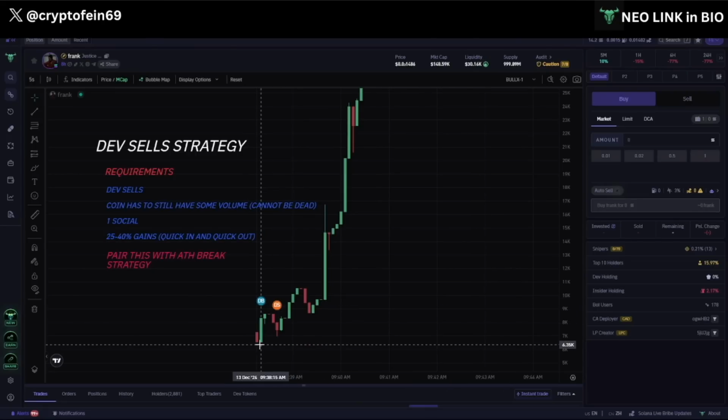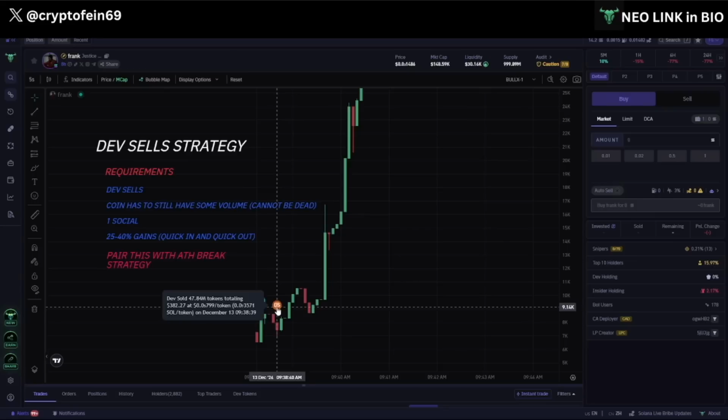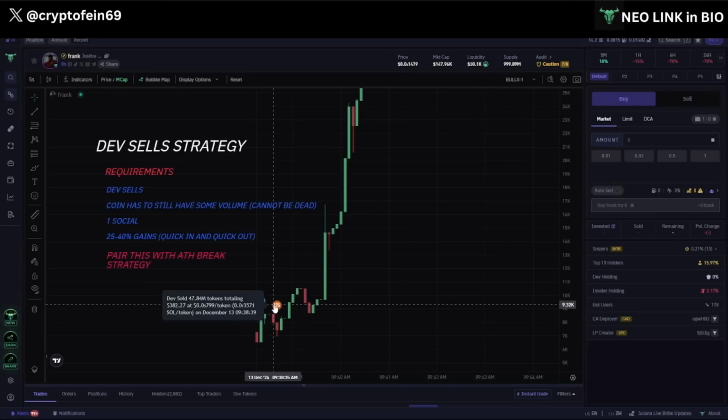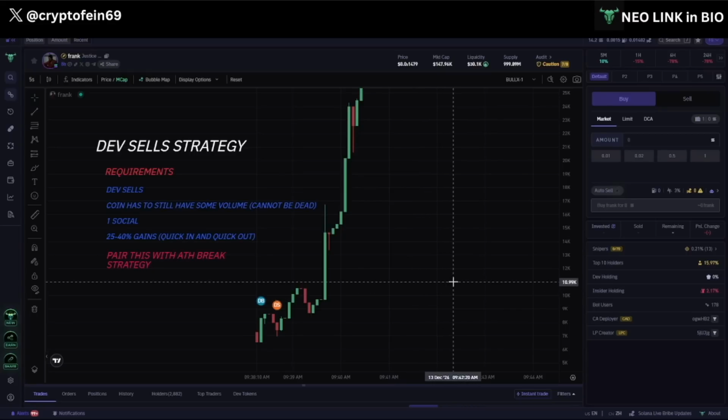So initially, the dev buys. And usually, they see some money and they instantly sell. For example, he bought $313 worth at 48 million tokens and he sold for $380. He's poor, all right? He did all the work to make $70, okay? He's broke, right? So most of these developers are going to sell. So the first requirement, very obvious, the developer has to sell for the dev sell strategy.